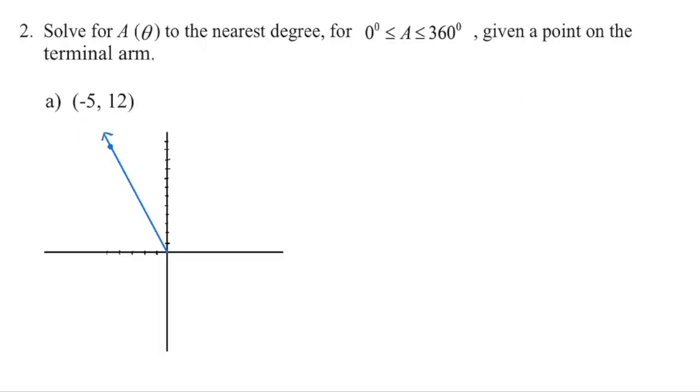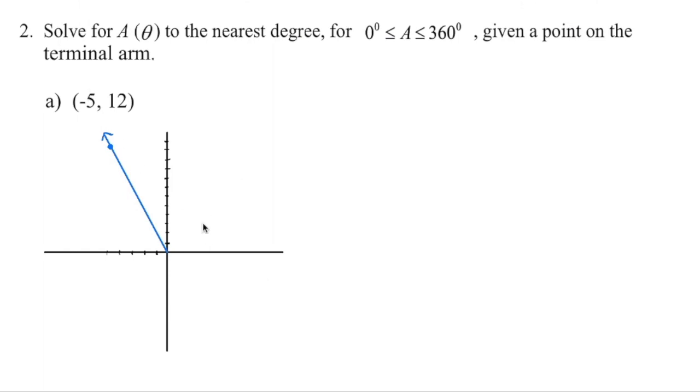The next thing we're asked to do is to solve for angle A to the nearest degree for any measure of angle A between 0 and 360 degrees if we're given a point on the terminal arm. So we're using an A now just in place of that theta. So the first thing we want to do is plot that point. So we can see we're going -5 and then we're going up 12. That's the point. So the terminal arm is passing through that point.